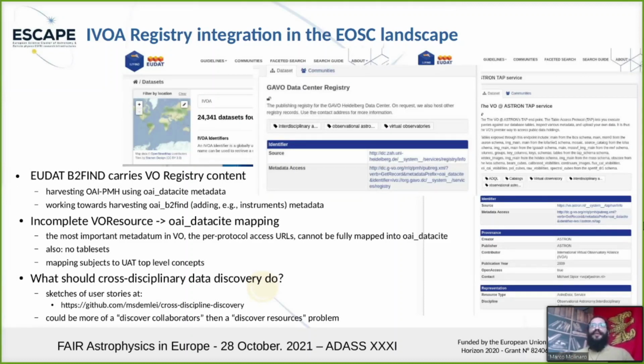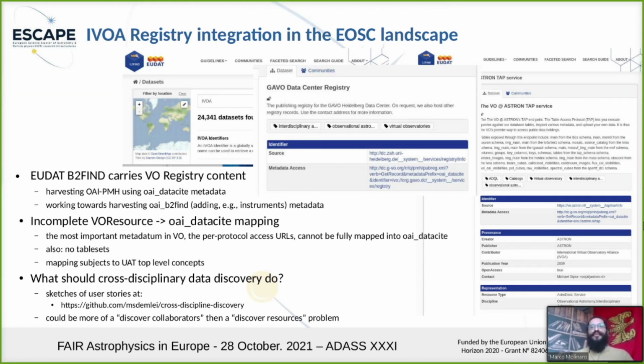One first activity that has been carried on in ESCAPE and is continuing is the integration of the IVOA registry in the European Open Science Cloud landscape. Currently, the EUDAT B2Find repository that is part of EOSC carries the VO registry content. How does it do so? Using the Open Archives Initiative Protocol for Metadata Harvesting, DataCite metadata are harvested from the VO registry into the B2Find solution. The ongoing work is to specialize it into the B2Find metadata that sits on top of DataCite, but is customized and made more concrete for the B2Find solution, like, for example, adding instruments into the metadata.